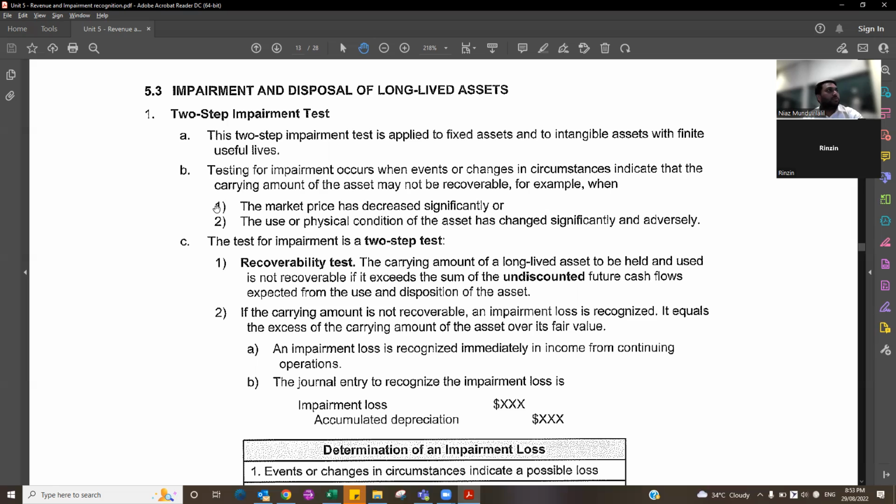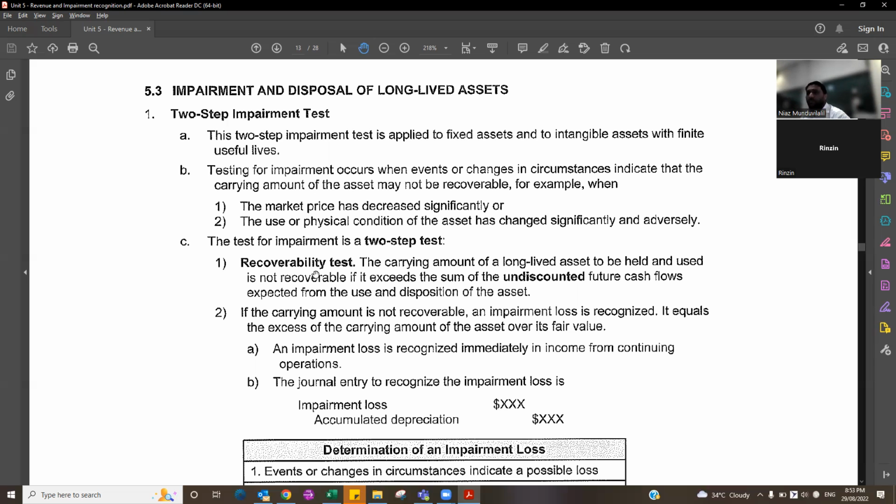Clear? Now, the test for impairment has two steps. One is a recoverability test. That is, the carrying amount of the long-lived asset to be held and used is not recoverable if it exceeds the sum of the undiscounted future cash flows expected from the use and disposal of the asset.